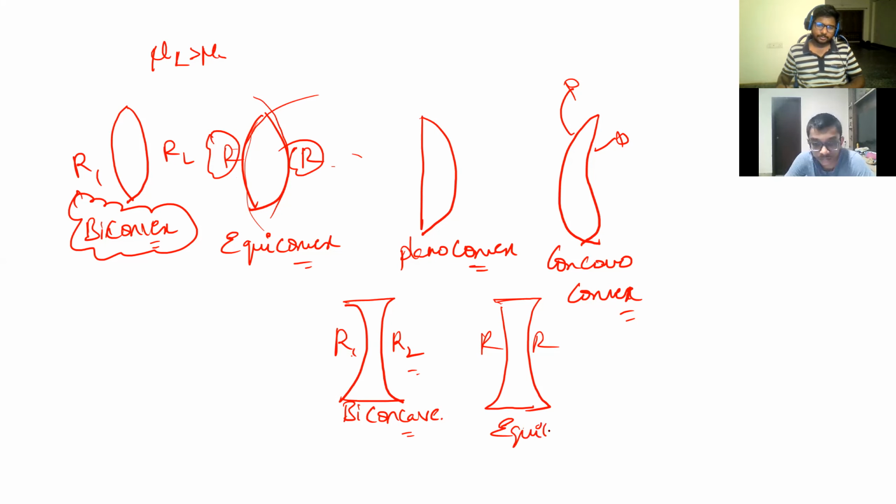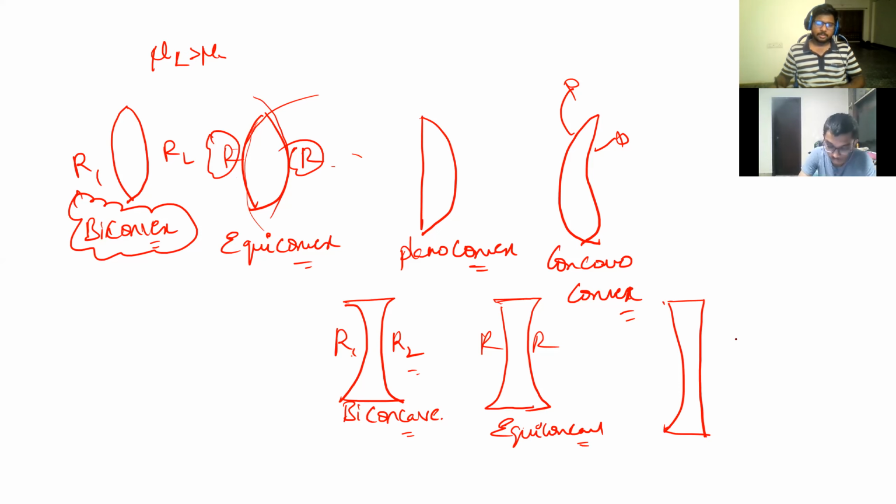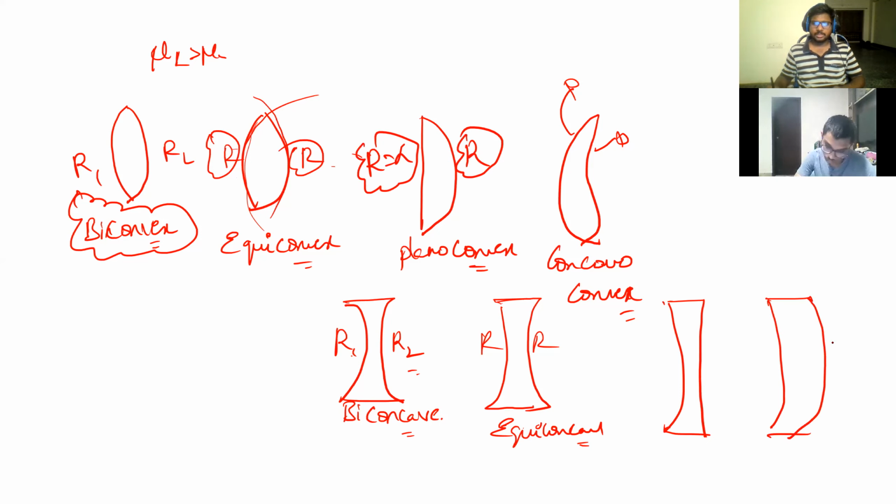Then this is equiconcave. Then plano-concave. Here the radius of curvature of the plane surface will be infinite, and the other has r. Same for plano-convex: the plane refracting surface has infinite radius of curvature. Then convexo-concave: this is the second surface, this is a convex surface, this is a concave surface. Got it? Shall I go ahead?